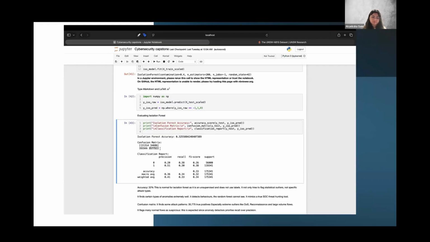To summarize, we cleaned and encoded the dataset. We trained the random forest to act as a high precision filter for known attacks, and then we deployed an isolation forest to hunt for novel anomalies. This backend logic is what powers the real time dashboard, turning these raw statistical probabilities into alerts you can see on the screen. Thank you.